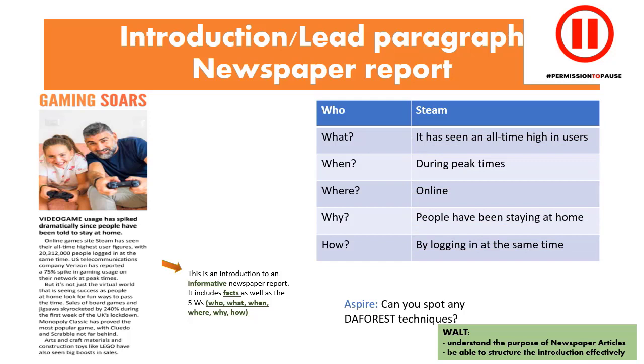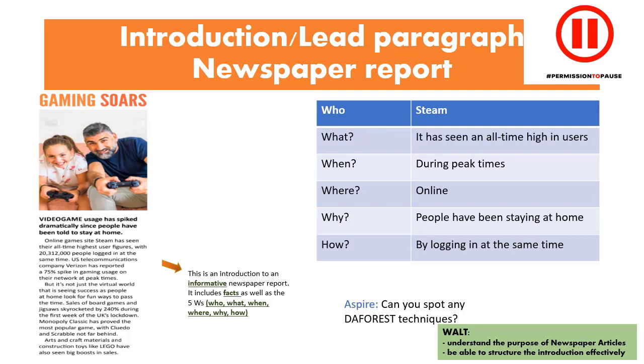Right, so who? Steam. What? It has seen an all-time high in users. When? During peak times. Where? Online. Why? People have been staying at home. And how? By logging in at the same time. So Steam has identified all these people because they've been logging in at the same time.